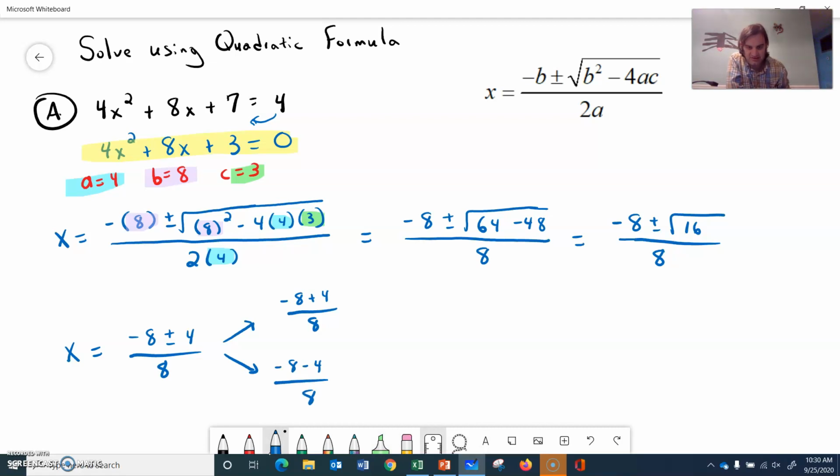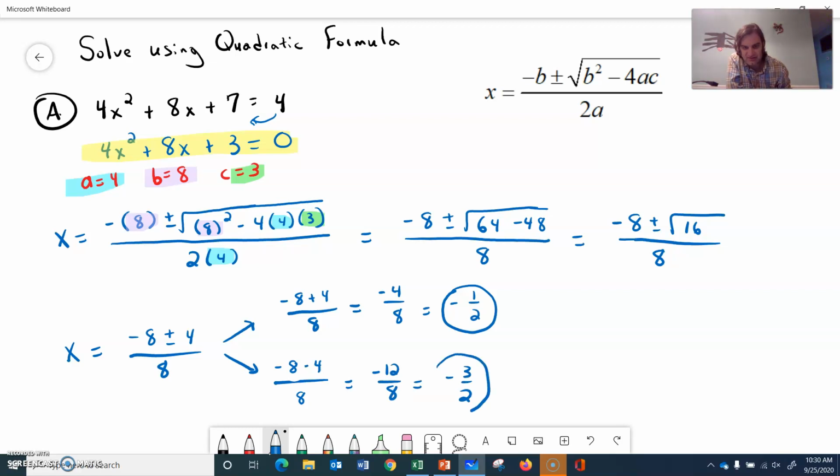Those 8s are getting a little weird on the bottom when I run out of room on my tablet to write. But let's see if I can fix it. Negative 8 minus 4 all over 8. So, negative 8 plus 4 over 8, that is negative 4 over 8, which is negative 1/2. The bottom one, negative 8 minus 4 is negative 12 all over 8. That gives me negative 3/2. So, two answers, negative 1/2, negative 3/2.